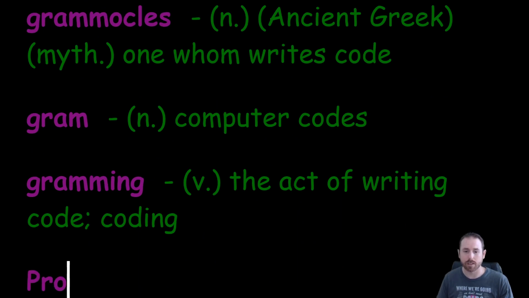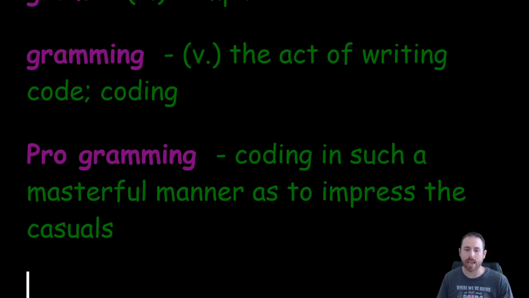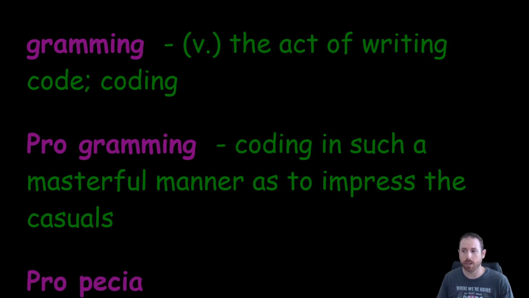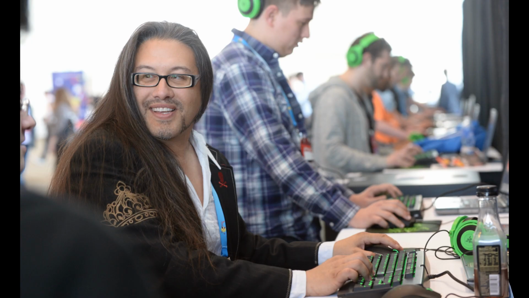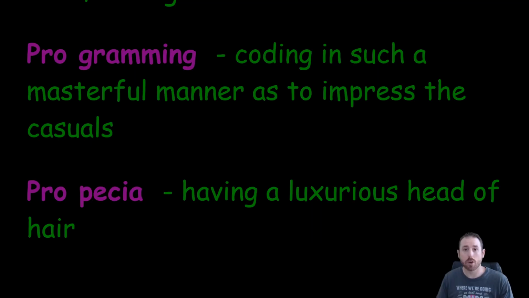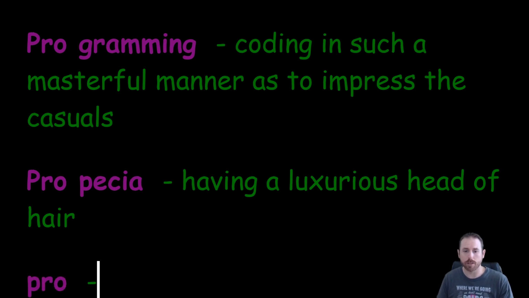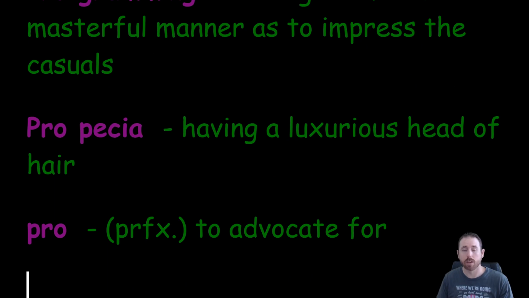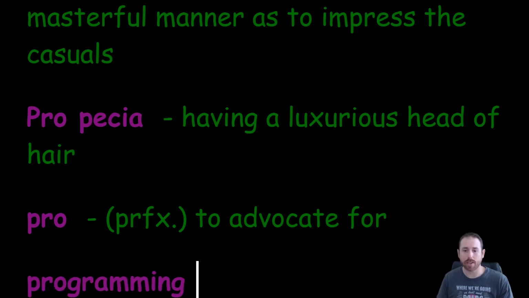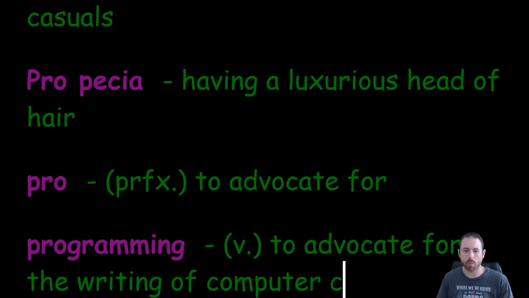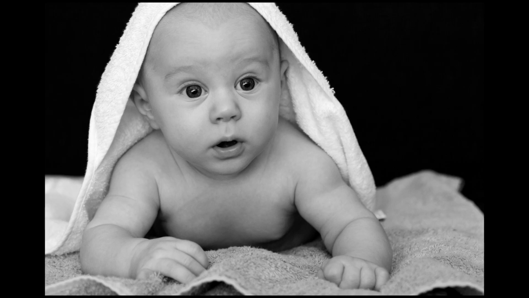So taken together, programming is coding in such a masterful manner as to impress the casuals. It shares characteristics with other similar phrases like propecia, which is used to describe people with exceptional hair. Notice that this is different from the word you're used to, programming. Programming comes from the same Greek word, grammaticles, but with the prefix pro, which means to advocate for. So a programmer is someone who advocates for gramming, in the same way that babies are procreation.